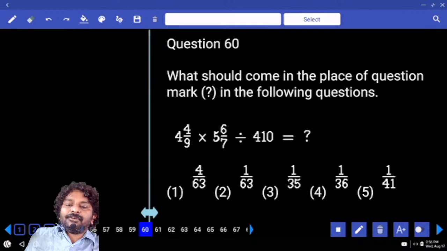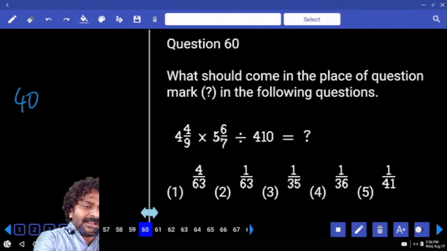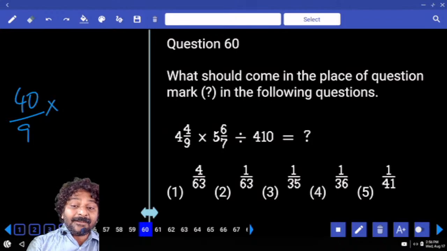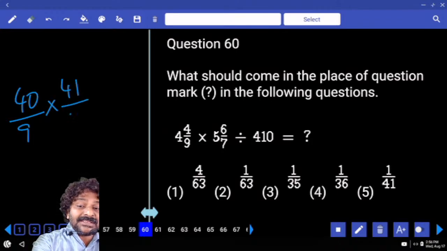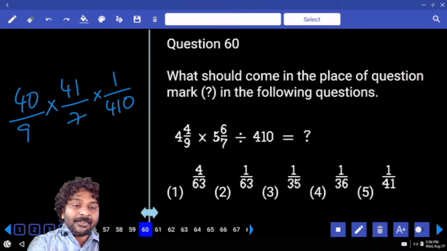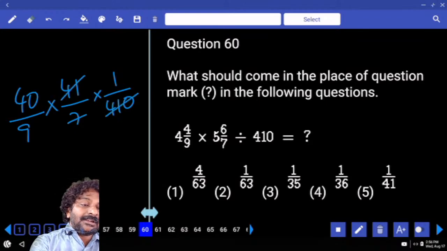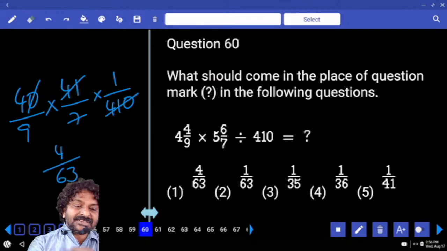Right, now you need to go for conversions for sure. 4 by 9 into 56 by 7. 41 by 7 divided by 410. That can be written as 1 by 7 into 1 by 410. 41, 10 and 0 get cancelled. So 4 by 63.